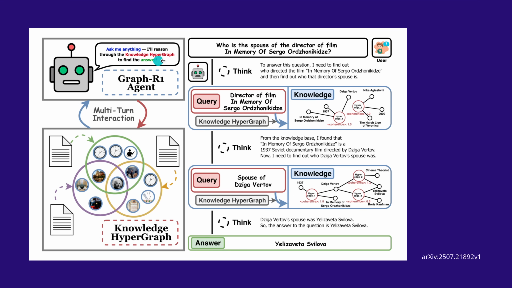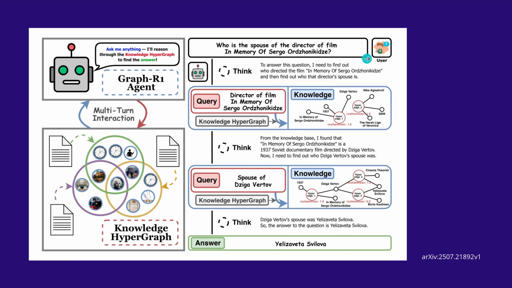We go now with a hypergraph, a knowledge hypergraph. So therefore, you see, this is now the third video in this series, and now it is so easy to understand what is happening. So you have here your agent, ask me anything, I'll reason through the knowledge hypergraph to find the answer. You have a multi-turn interaction, not just a single-turn interaction here, given that you have so much information on a knowledge hypergraph.